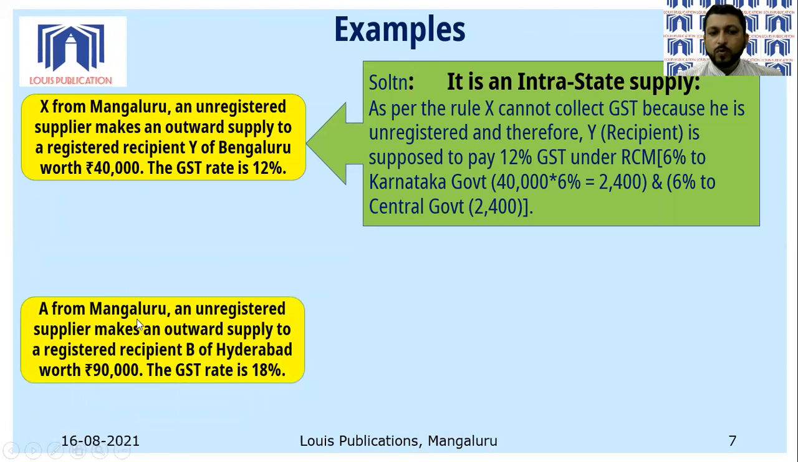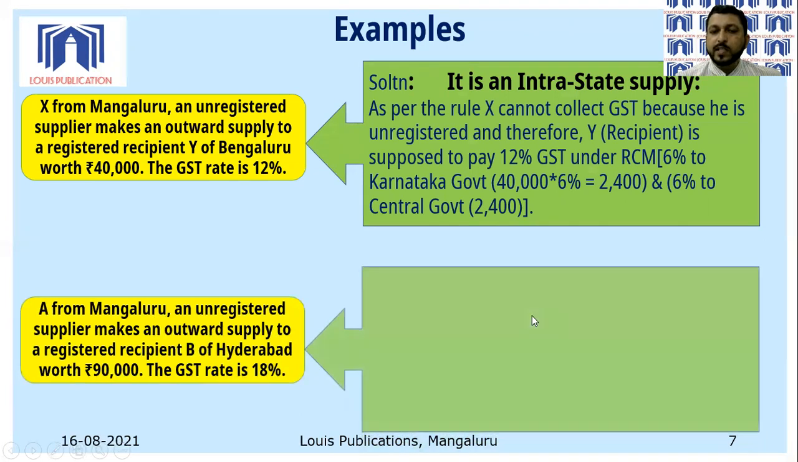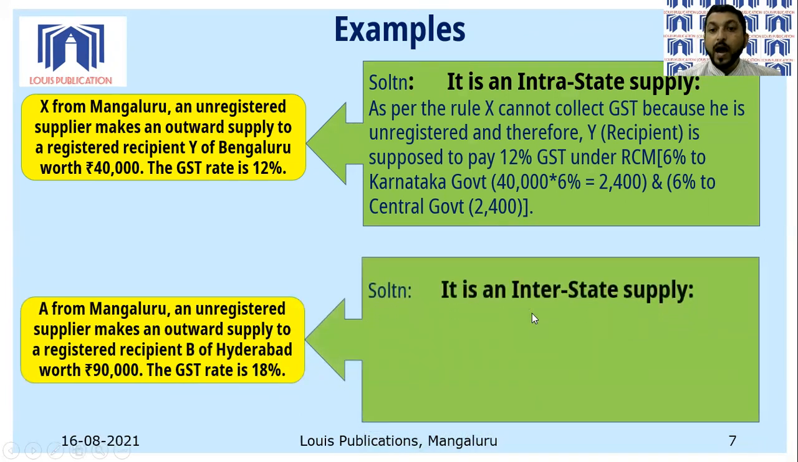A from Mangaluru, an unregistered supplier. So A once again is an unregistered supplier, makes an outward supply to a registered recipient B of Hyderabad. Mangaluru is based in Karnataka, Hyderabad is based in Telangana. So very clearly, it is an interstate supply. The taxable value of supply is 90,000 and the GST rate is 18%. Now, since this is an interstate supply, IGST, Integrated Goods and Services Tax, will become applicable.